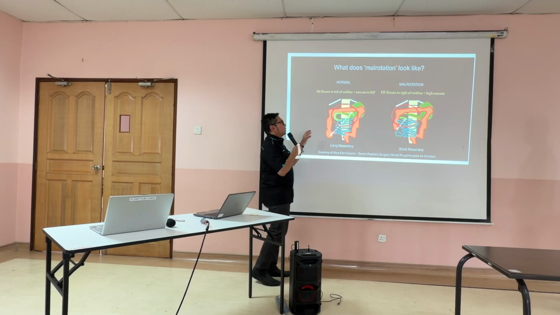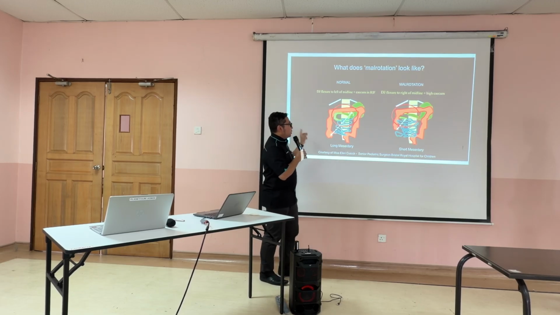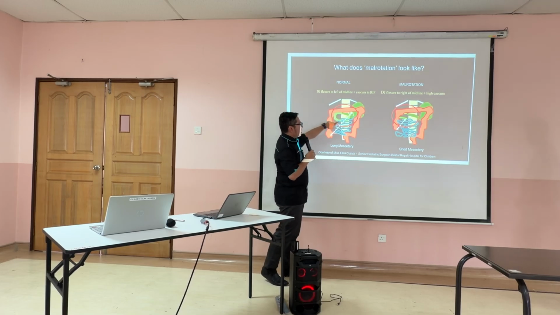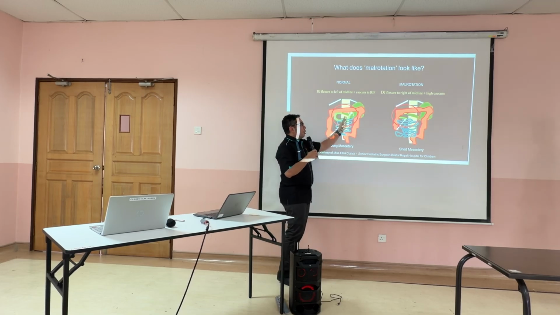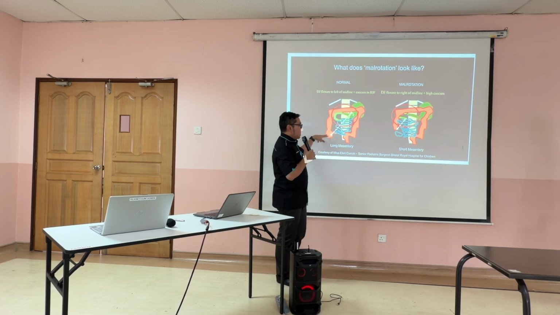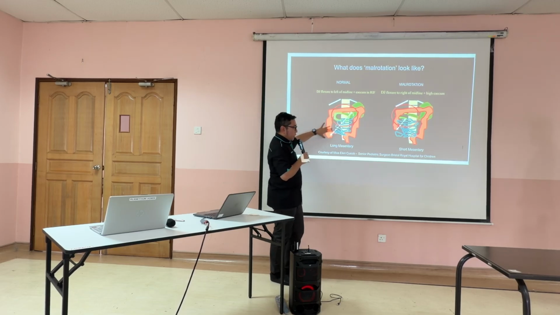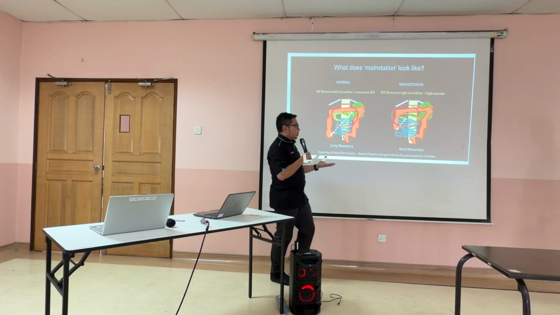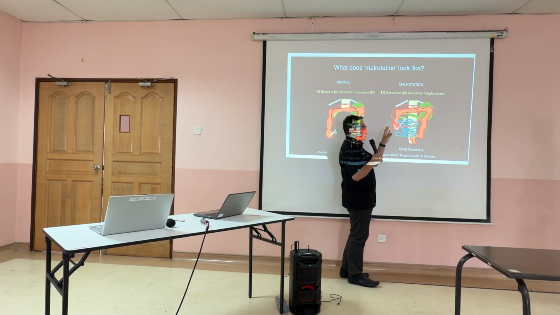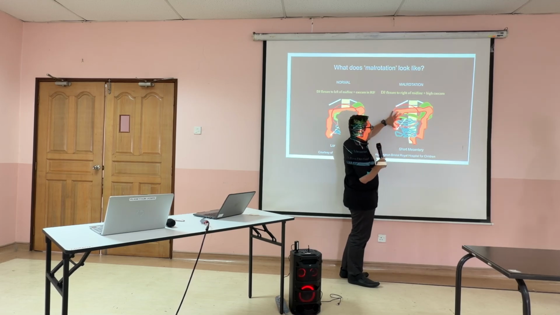This is the normal position in patients. Usually the DJ flexure, the duodenum, is located to the left of the body at the L1 vertebral body. The cecum is on the right side at the lower quadrant, and we have a very long mesentery. But what happens in malrotation? Because they have a short mesentery, there will be torsion, so the DJ flexure will be on the right side of the body, near the cecum.